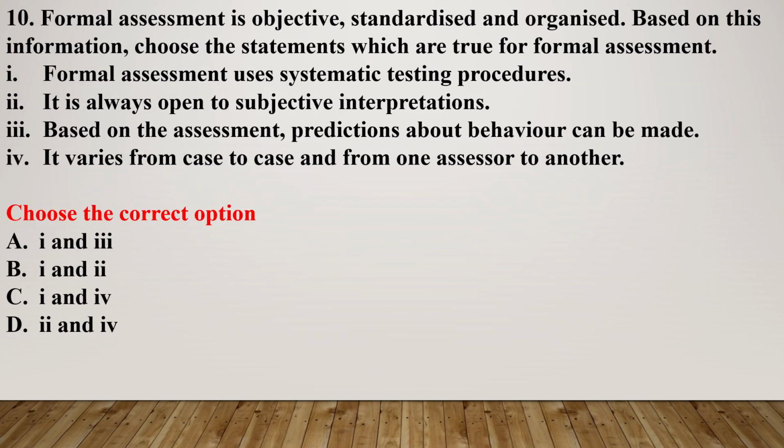Question number 10. Formal assessment is objective, standardized, and organized. Now, assessments are of two types: one is formal and one is informal. Formal ones are objective, standardized, and organized. The psychologists are trained in formal assessment, while informal assessments are the ones which are subjective, which depend upon case to case, assessor to assessor. Now, based on this information, choose the statements which are true for formal assessment.